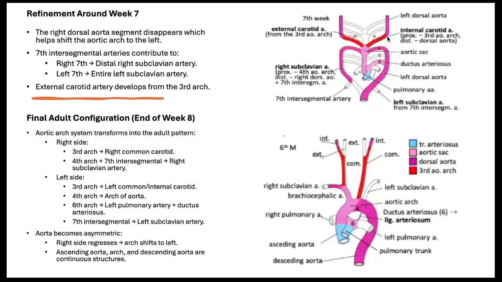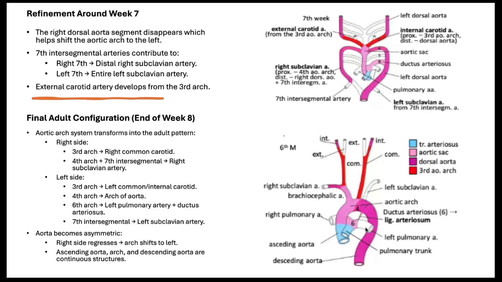So you can see that this one's going up, and even from this side, this one's going up, and later on is going to split into the internal carotid artery and the external carotid artery. Approximately by the end of the 8th week, the aortic system resembles how it's going to be in the adults.